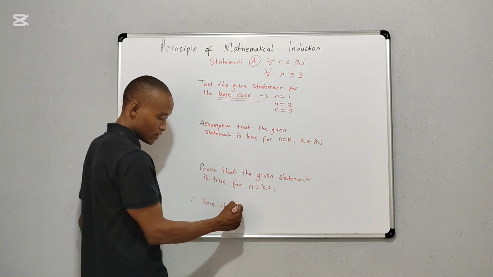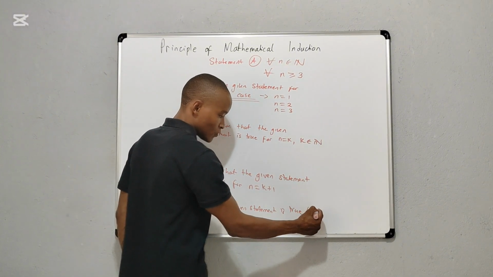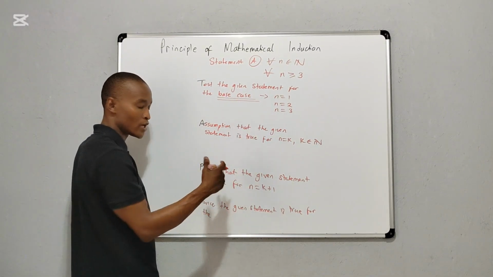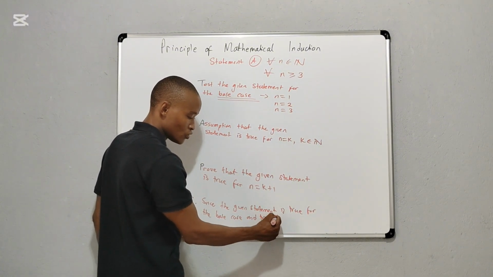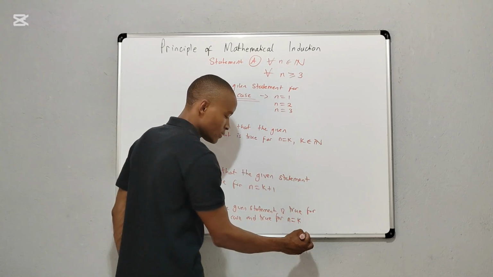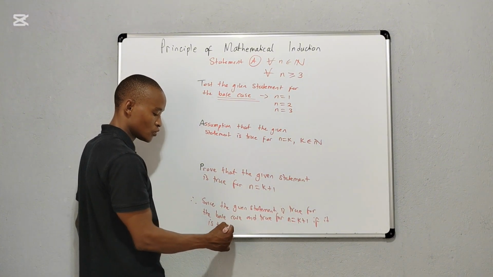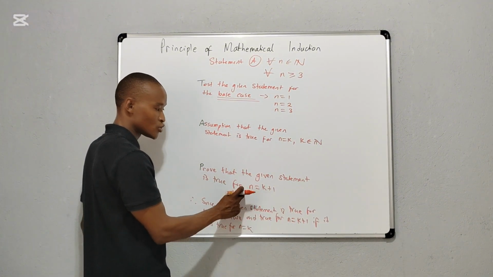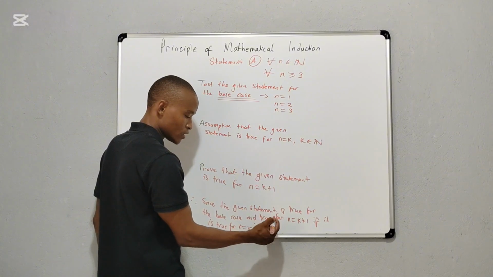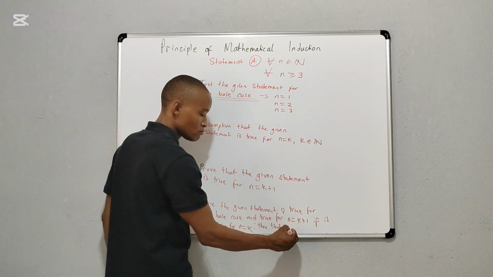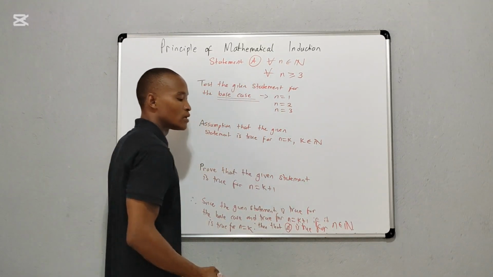Therefore you can conclude, after performing these three steps, and say: since the given statement is true for the base case, for n equal to 1 or n equal to 2, and true for n equal to k plus 1 if it is true for n equal to k, so it is true based on the assumption that it's true for n equal to k, then it follows that statement A is true for all elements of natural numbers.